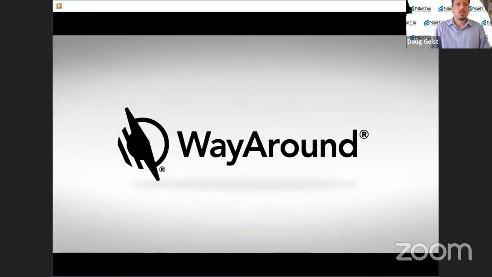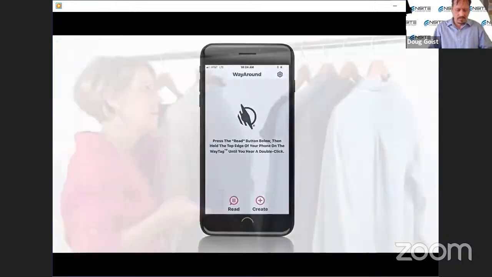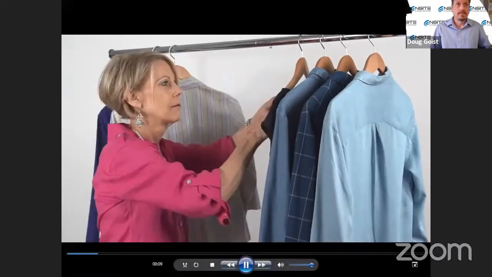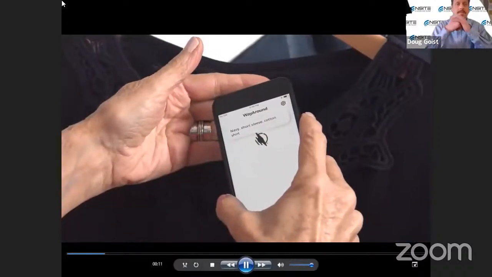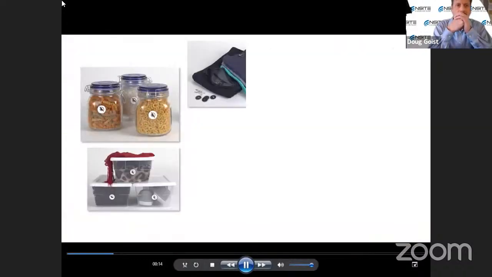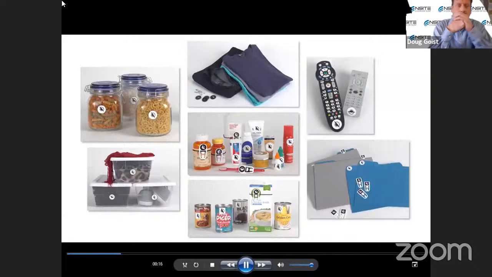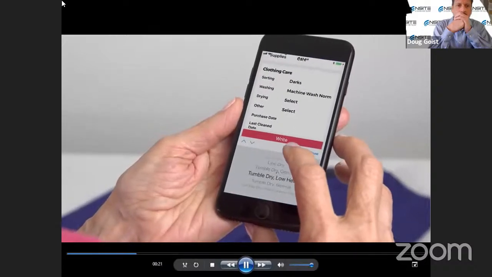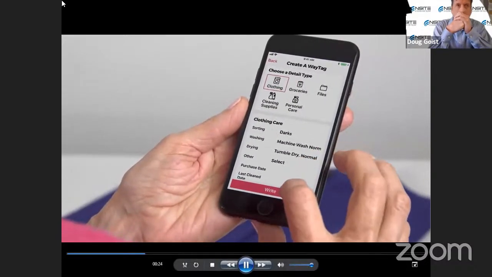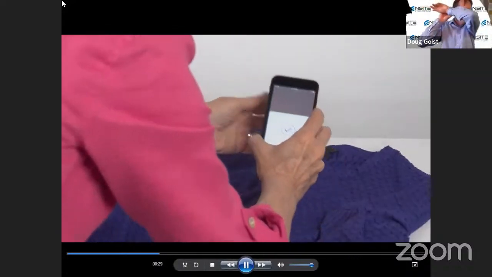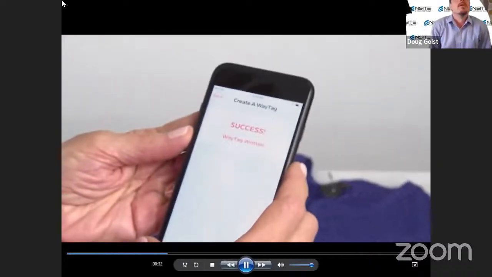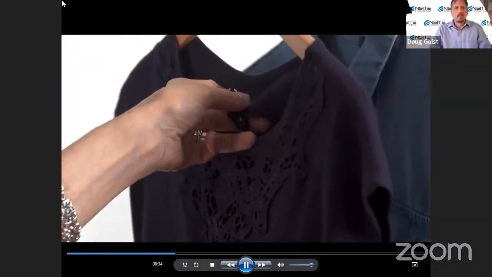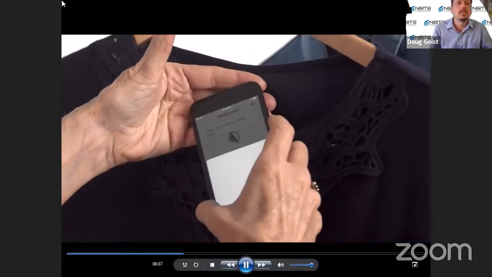Meet Way Around. It's the smart assistant for people with vision loss that gives lots of information about everyday things. Versatile way tags make it easy to tag items around your home and office. Pair them with the powerful Way Around app for your smartphone. Just create a description and any other details that are important to you. Then tap a way tag to store them. You can store as much information as you want. Scan a way tag anytime to hear your information read back to you.